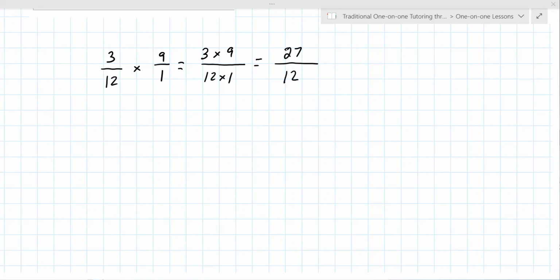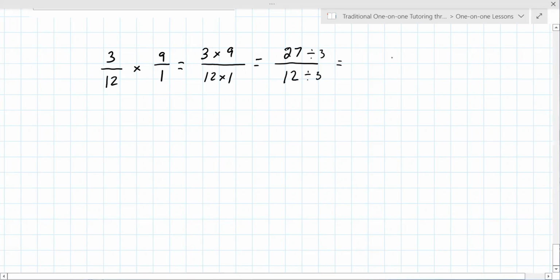Can you think of a number that goes into both 27 and 12? It's okay if you don't. I'm just asking. 3. You can divide both of these numbers by 3. What is 27 divided by 3?